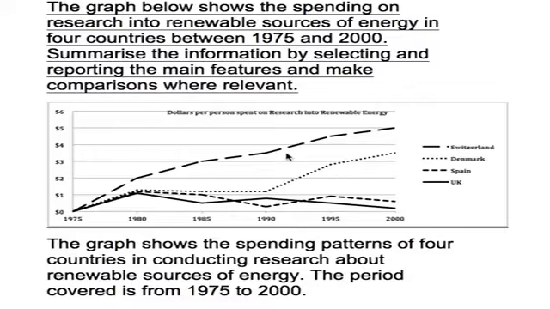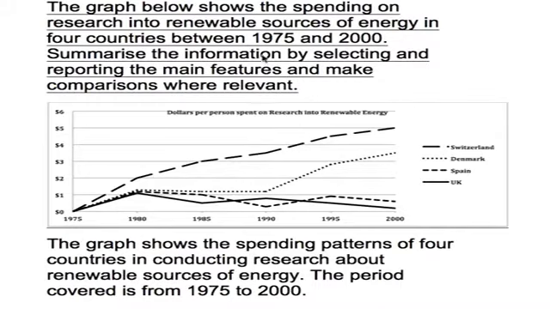And today I am going to discuss with you a graph which has been seen in the academic IELTS writing test on 8th August 2015 in China. The graph below shows the spending on research into renewable sources of energy in 4 countries between 1975 and 2000. Summarize the information by selecting and reporting the main features and make comparisons where relevant.